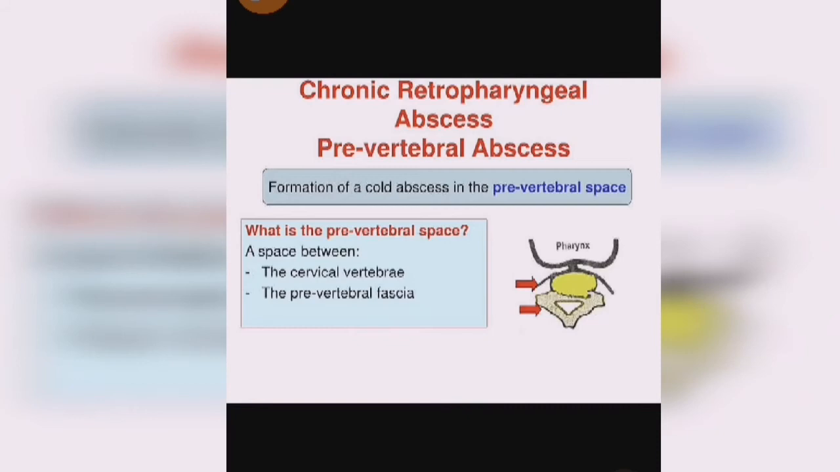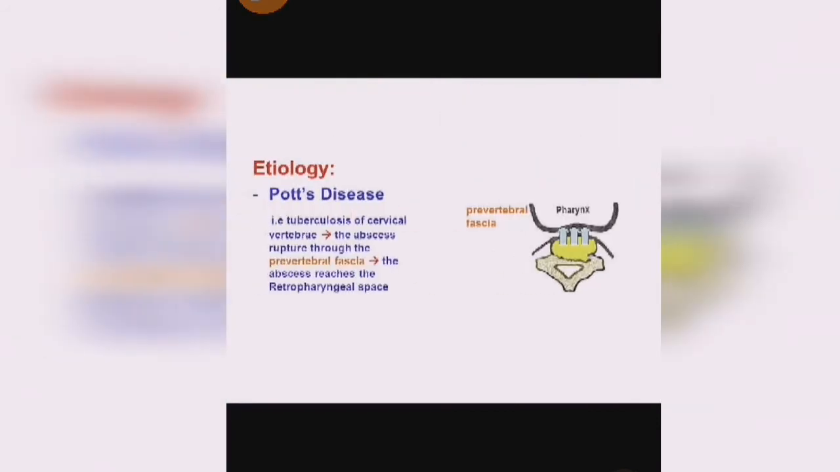Now you can see here the perivertebral space. This is the perivertebral space between the cervical vertebrae and the perivertebral fascia. Now for the etiology, you can see tuberculosis of the cervical lymph nodes. The abscess ruptures through the perivertebral fascia. Then this abscess reaches into the pharynx, into the retropharyngeal space.